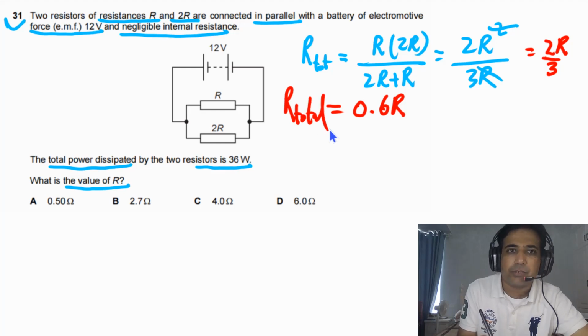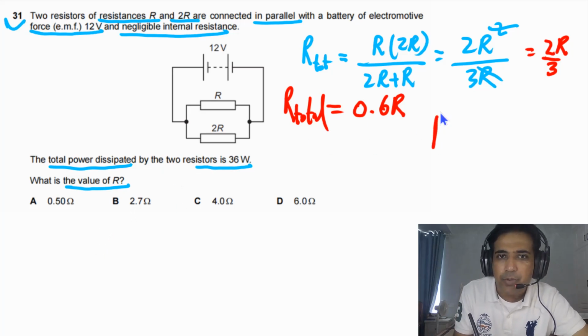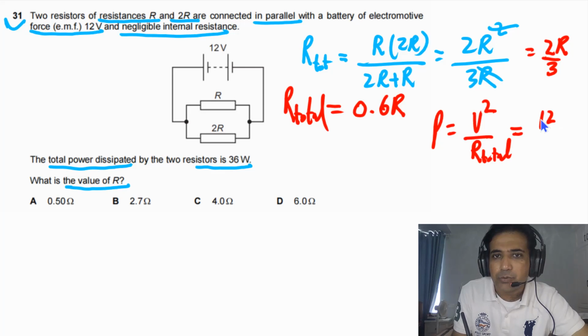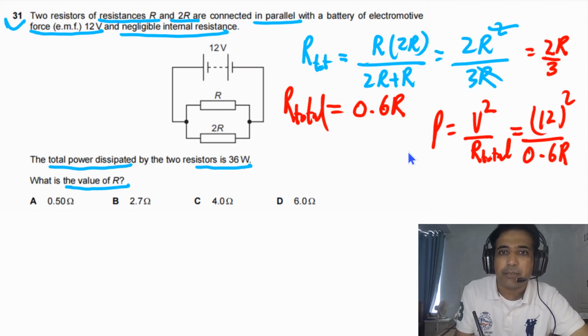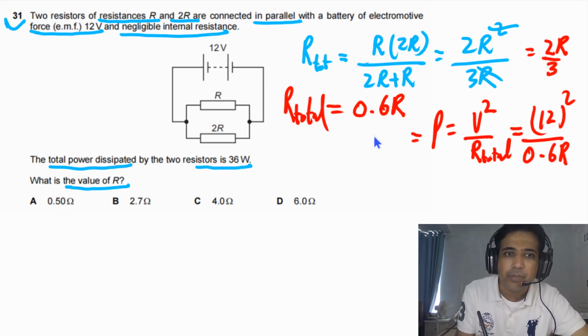This is the total resistance, and we need to find the value of R, but power is given to us. So simply we can say power will be equal to V square divided by R total. The value of V we have, that is 12 square, the total resistance is 0.6R, and the power is 36.